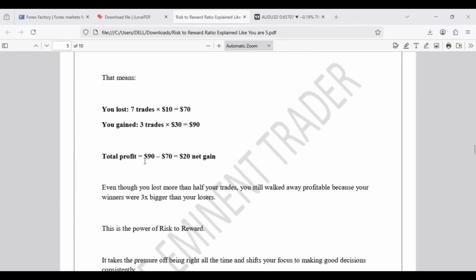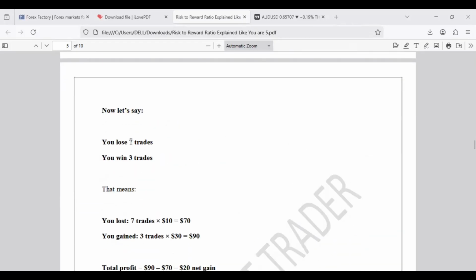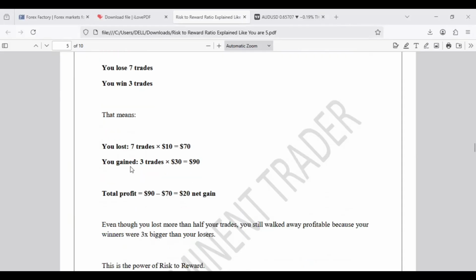Now let's imagine out of that 10 trades, you lost 7 and you win 3 trades. That means that the 7 trades that you lose is 10 times 7, which is $70. And the 3 trades that you won using 1 to 3 RR, risk to reward ratio, you will be hearing it a lot, 1 to 3 RR. That is 1 to 3 risk to reward ratio. So let's say you now win 3 trades, that's 30 times 3, which is $90. At the end of that 10 trade cycle, you are still on $20 profit, despite the fact that you lost 7 trades. Do you understand?